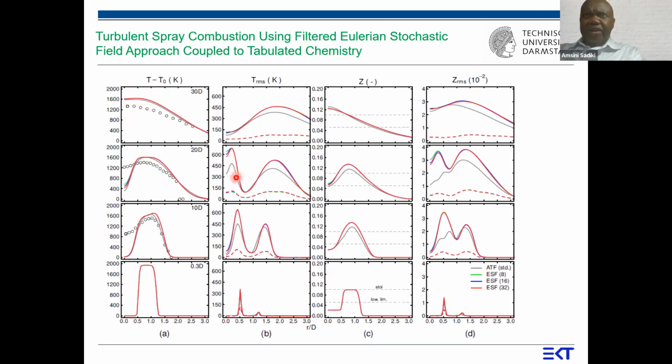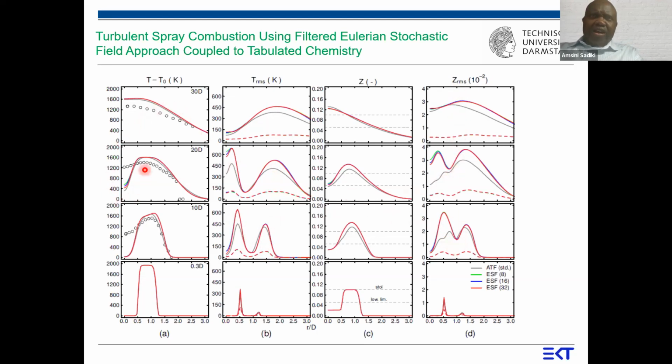The RMS depends on the number of stochastic fields. If the number of stochastic fields is low, we have less agreement. If the number of stochastic fields is high, we have an agreement with ATF now for the RMS and also for the RMS of Z.